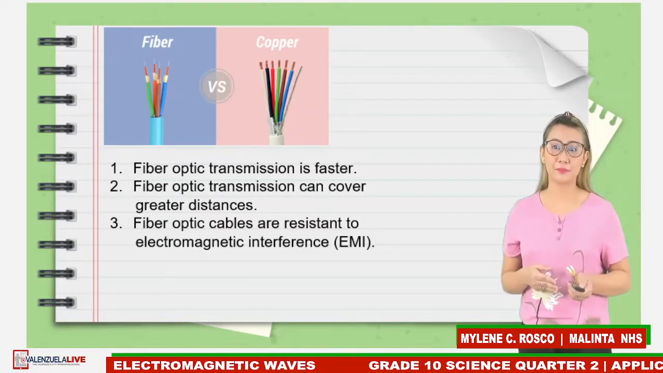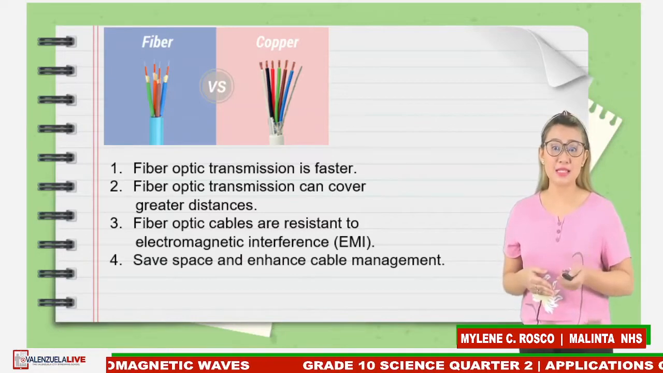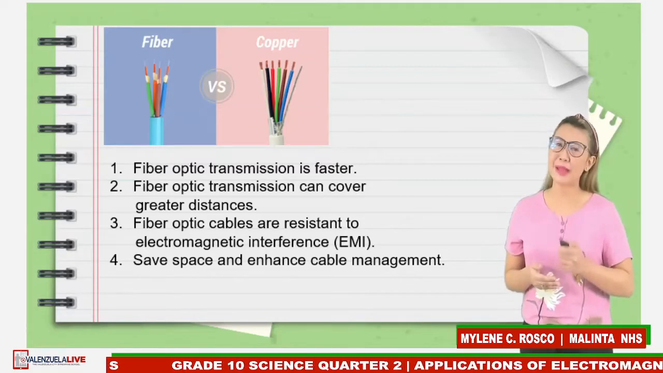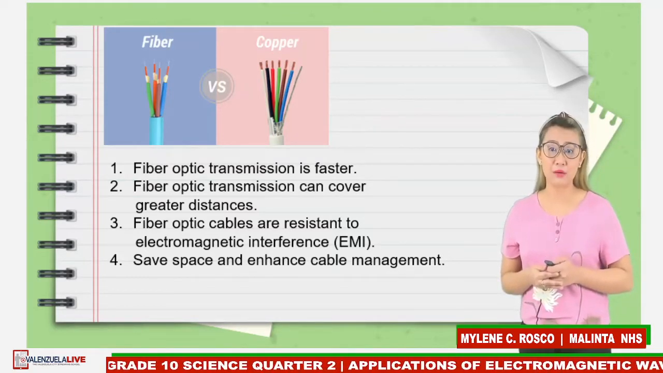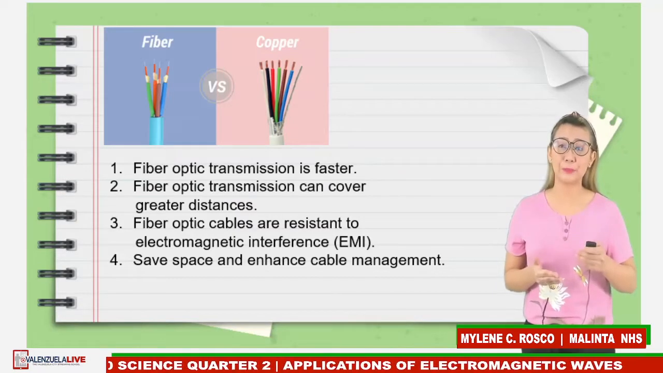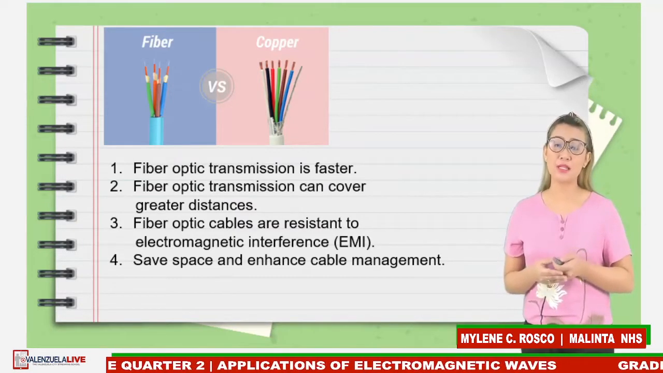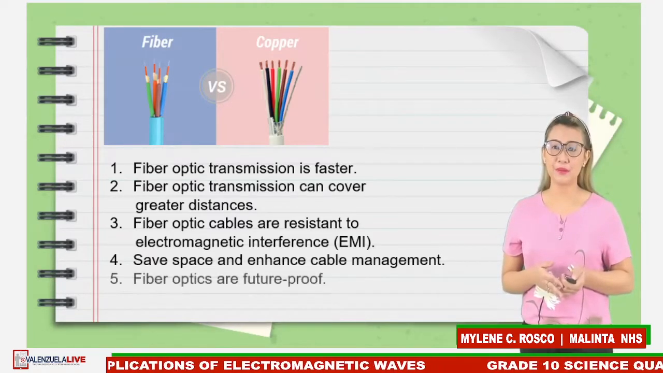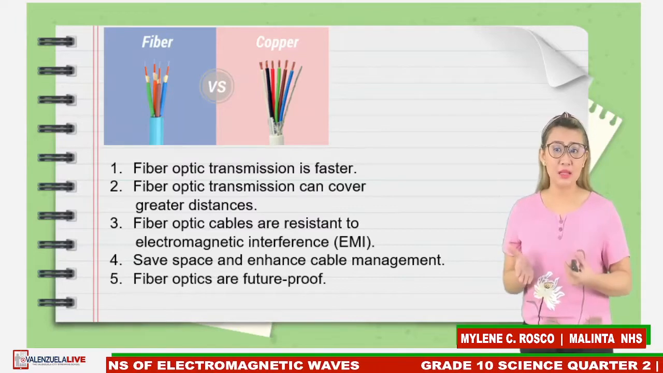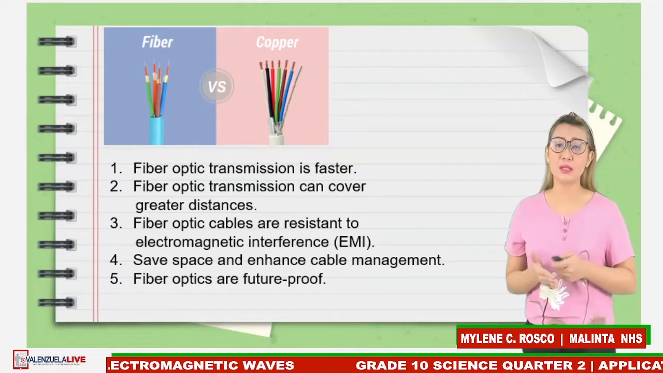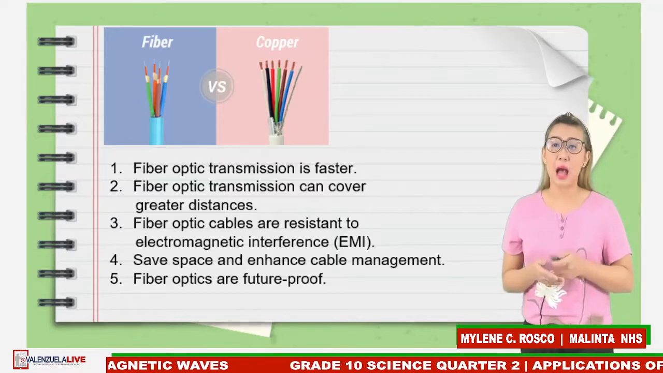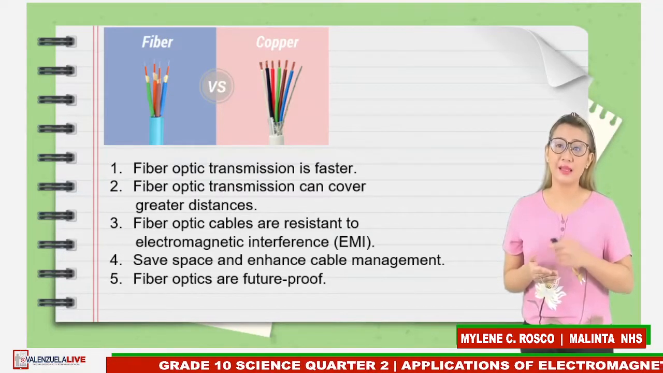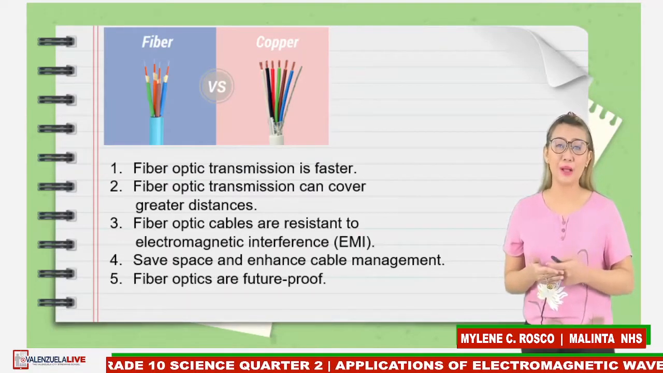Fourth, it saves space and enhances cable management. Fiber optic strands are extremely narrow. In fact, they are measured in microns or millionths of a meter. The most common fiber optic strand is the same diameter as a human hair. Yet, as we've seen, they can transmit incredible amounts of data at much higher speed over much longer distances than their less narrow copper counterparts.